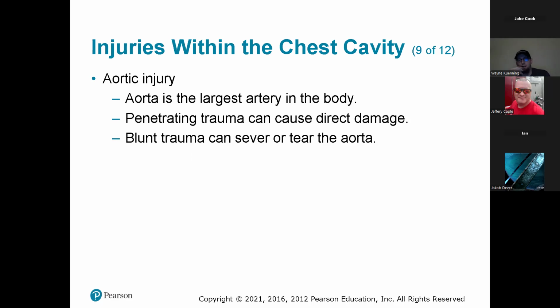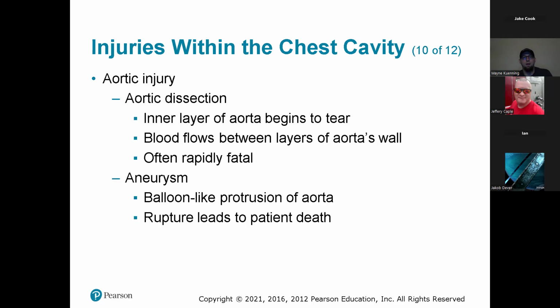So we covered this a little bit. Blunt trauma or penetrating trauma can obviously cause direct damage to the aorta, where blunt trauma can cause a severe tear of the aorta. Aortic dissection: the inner layer of the aorta begins to tear. Blood flows between layers of the aorta wall. Those are typically very fatal.